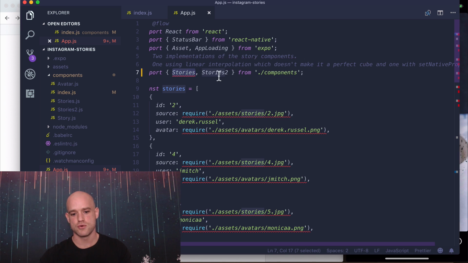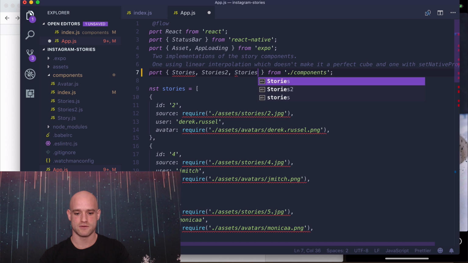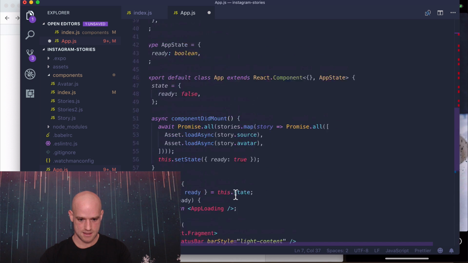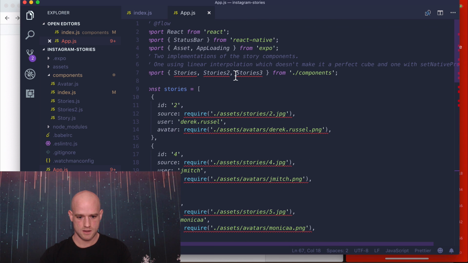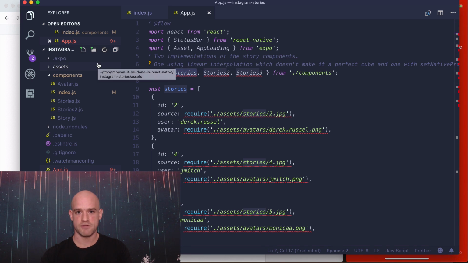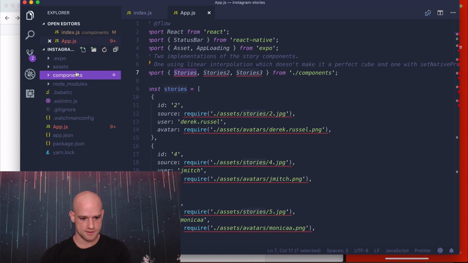Stories, which is solution two, stories two, which is solution three. And let's try solution four, which is using Reanimated. So I'm going to create a new component called stories three. The first thing I'm going to do in stories three is copy the implementation of story one of stories and migrate it to Reanimated, which should be super fast because Reanimated provides backward compatible APIs, not 100%, but most of it. So let's create stories three.